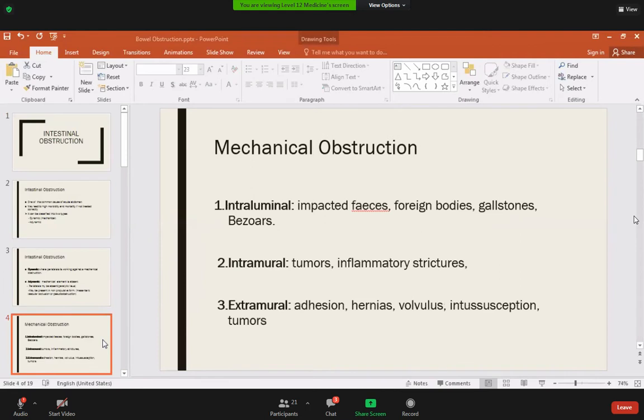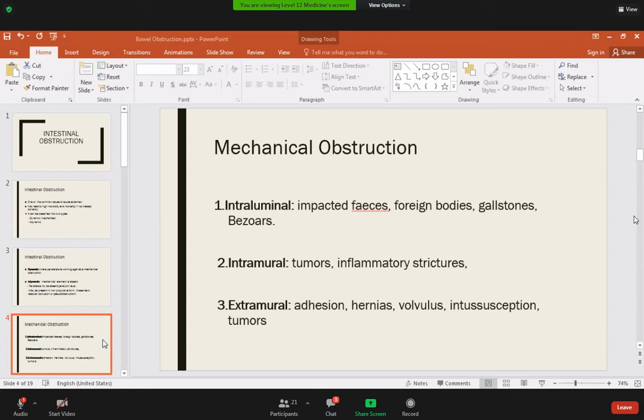Okay, broadly we classify intestinal obstruction, mechanical obstruction, into causes that are causing intraluminal obstruction. Intraluminal means within the lumen. So impacted feces, any foreign body, gallstones, bezoars, they are causing intraluminal mechanical obstruction, something within the lumen that is causing obstruction to the flow of the stool.